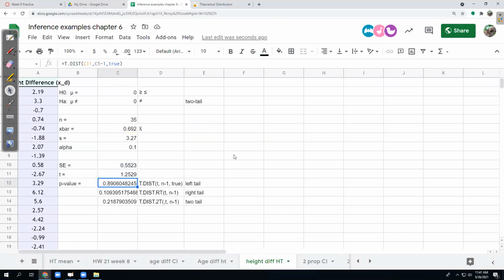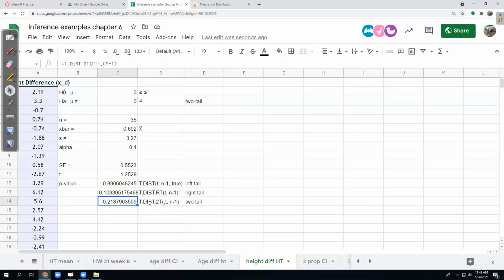And then I have a whole bunch of p-values to choose from here. I want the two tails. I just want to double check it is correct. And it says take the two-tail T-score and then degrees of freedom. Yep, that looks good. All right, so that is our p-value right there.